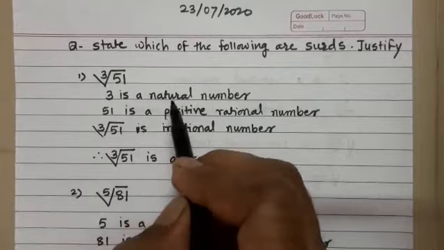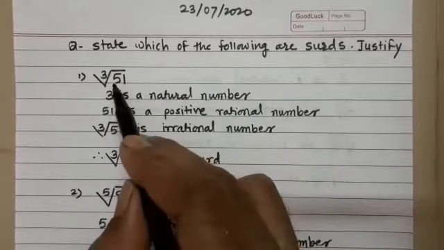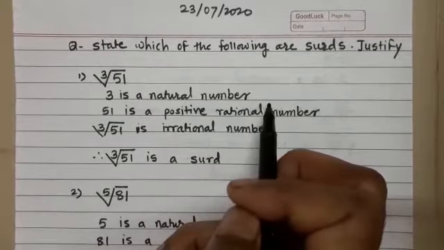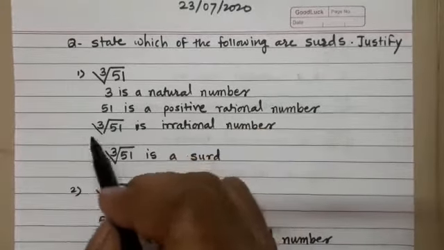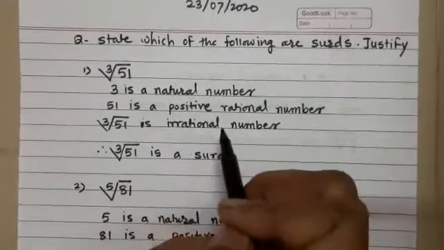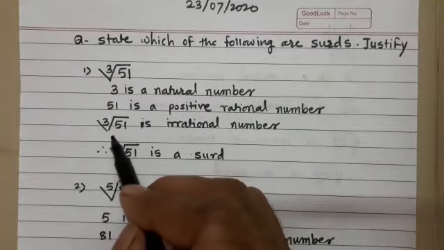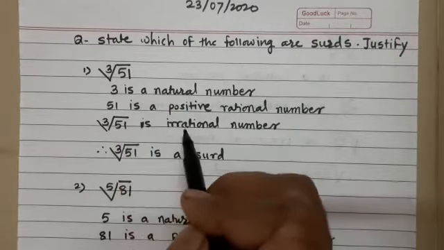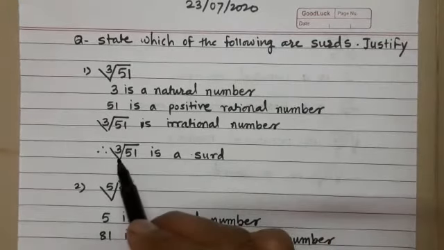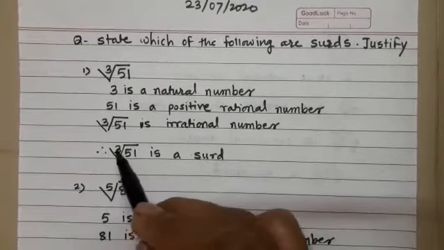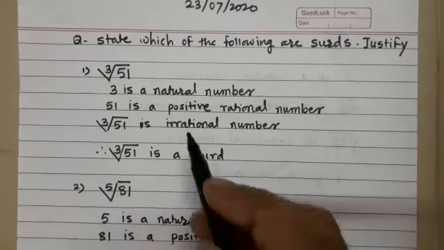3 is a natural number. This radicand is 51 and 51 is a positive rational number. And this cube root of 51 is irrational number because 51 is not the cube of any number. That's why we do not get the cube root of that. That's why it is irrational number. Three conditions are passed so that cube root of 51 is a surd.